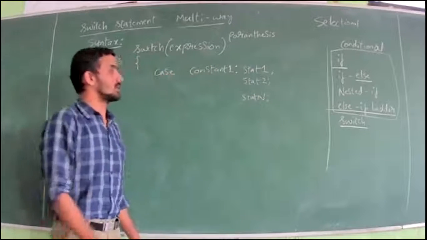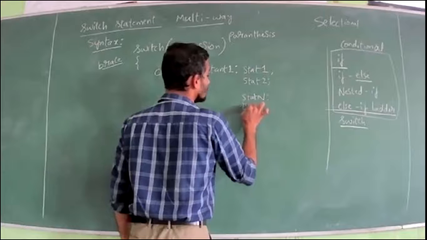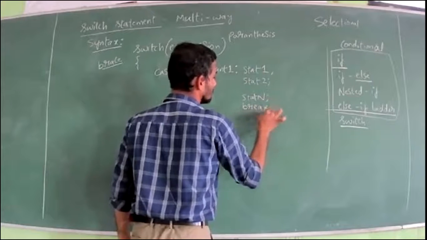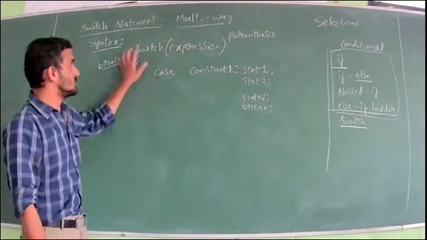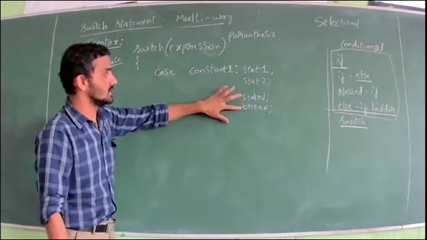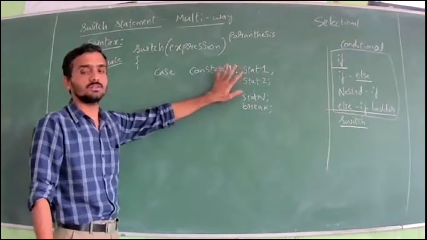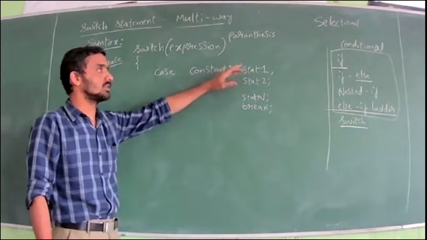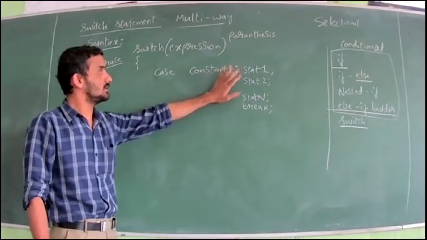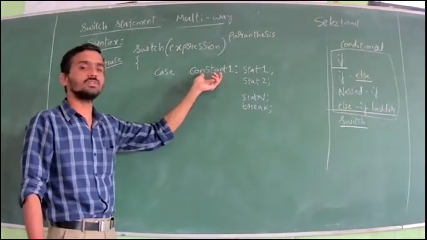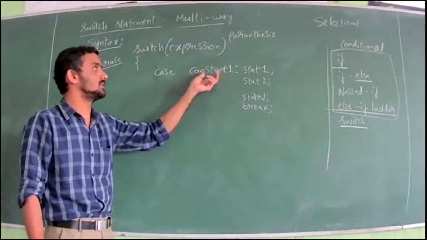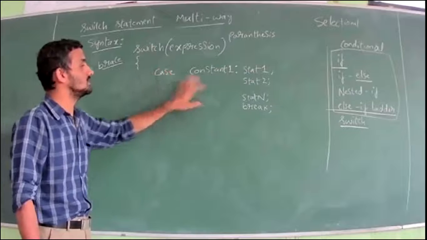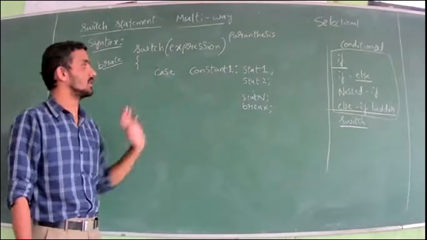Okay. Next, there is one more keyword called break. We're telling keywords. Switch is a keyword, case is a keyword, break is a keyword. Statements are not keywords. In statements, we can write any statements or some calculations. And constant 1, the name itself says it's a constant. Some value we will get here. It is not a keyword. Switch is a keyword, case is a keyword, break is a keyword, but write in lower case letters.